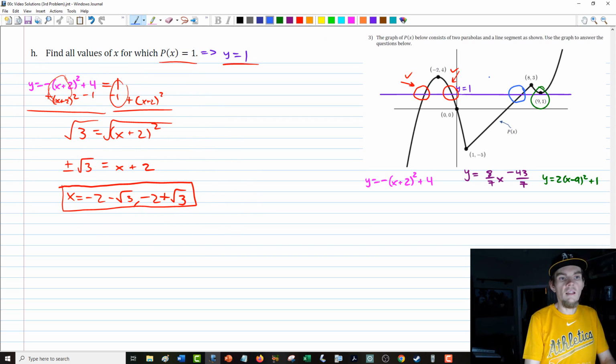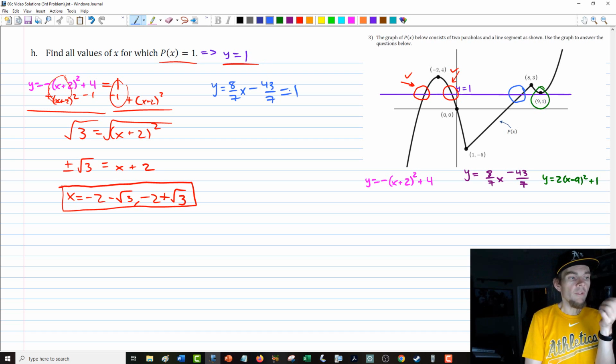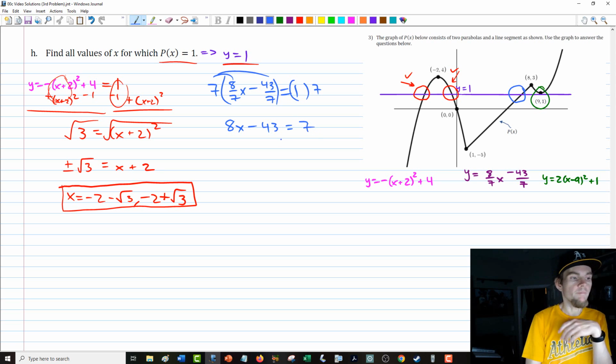The next one we're going to hit is the line. So we know the line is given by 8/7 x minus 43 over 7. We want to find when that line attains a y value of 1. So okay, we solved this equation. How about we do this? I'm going to multiply everything on both sides by 7. I said I would do that again. That was just my plan. So I'm going to distribute 7 in. I'm going to get 8x minus 43. And on the right side, we're going to get 7. From there, I'm going to add 43 to both sides to try to get the x alone.